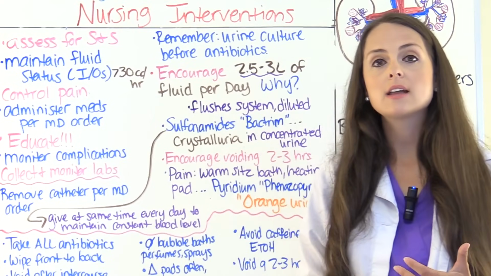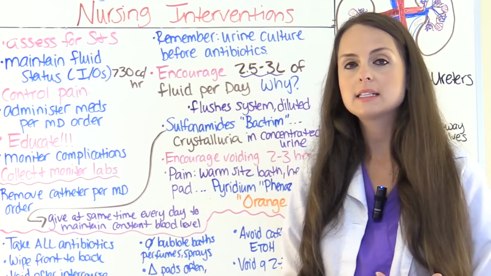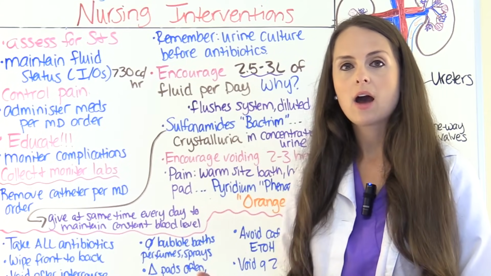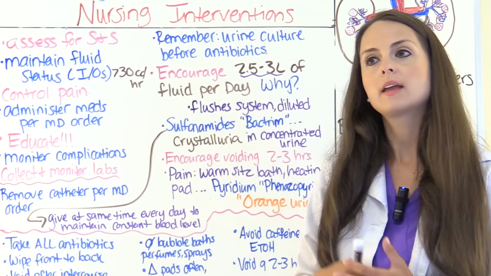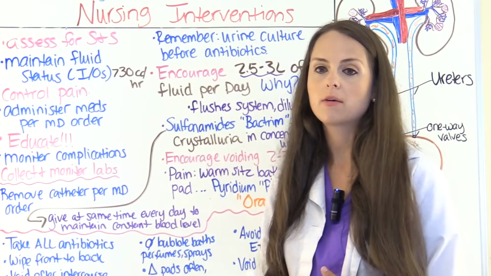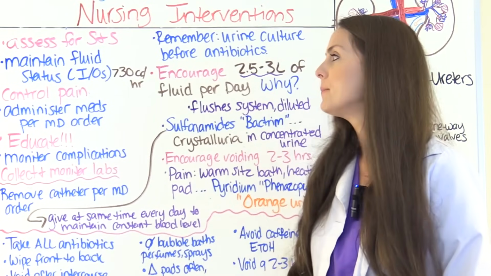We want to maintain and monitor their fluid status. Look at those I's and O's, making sure that their urine output is at least 30 cc's an hour, that they're putting out a good amount of urine, because if they're not, chances are they could be going into renal failure. Maybe the UTI has progressed that far.